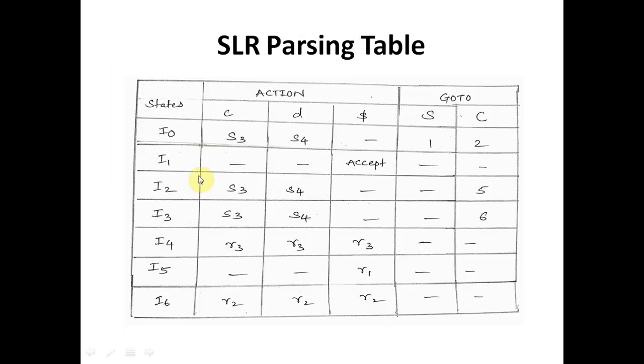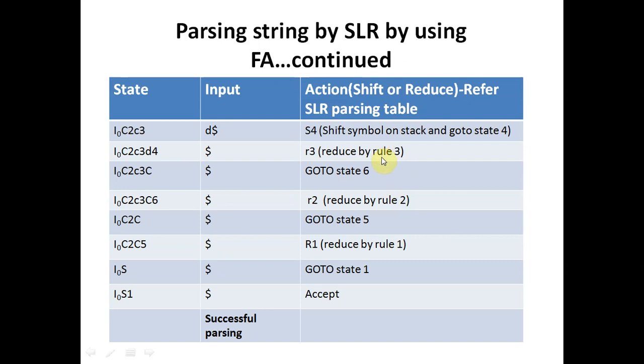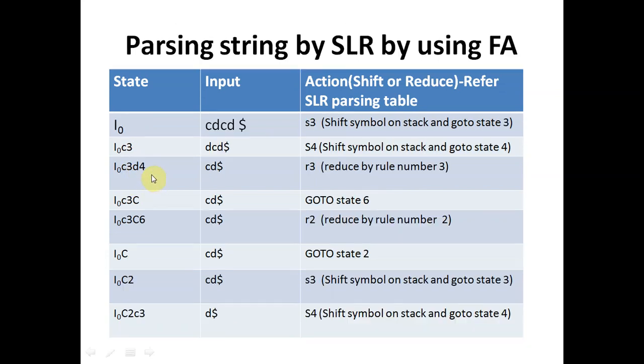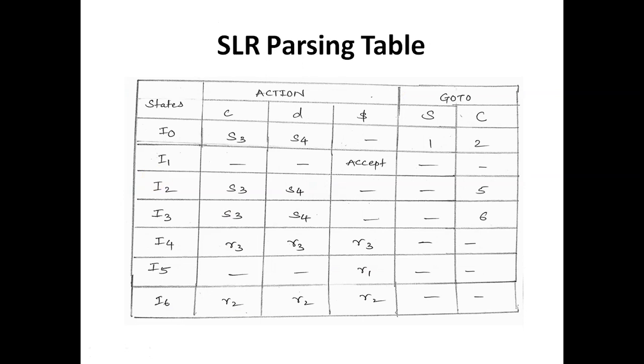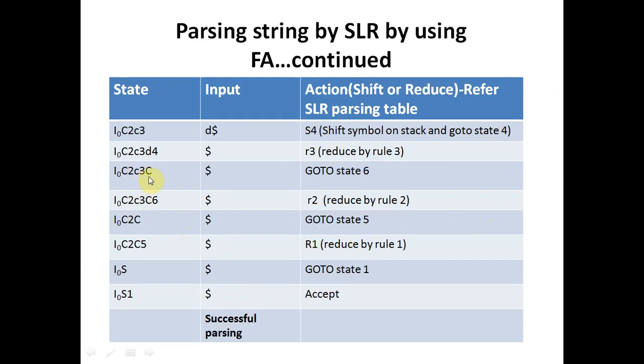You will see that the fourth state on receiving dollar asks you to reduce by the third rule. The third rule is C producing d, so this d will be replaced by capital C, and you will go back to the third state. The same thing is written here. Now you are in the third state and receiving capital C. The third state on capital C makes a transition to the sixth state, so go to 6.